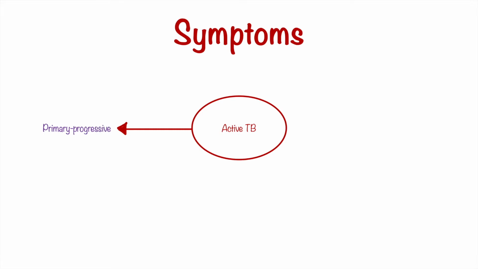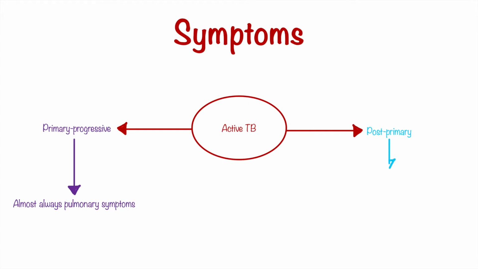Active TB can either be primary progressive TB or post-primary TB, with the latter being the most common form. The clinical features of TB depend on the organ system involved. The most common organ affected is the lungs. Primary progressive almost always presents with pulmonary disease. However, post-primary TB can present with extrapulmonary symptoms.